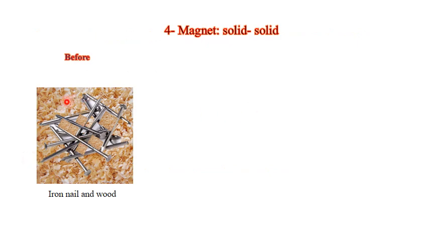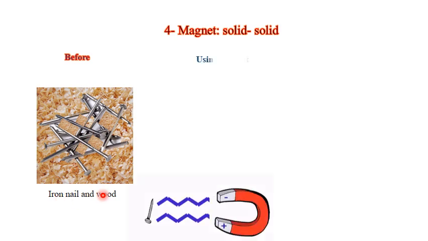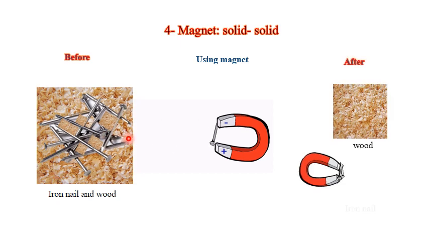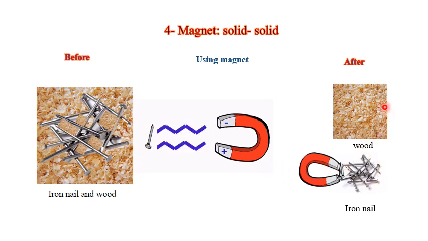We have a mixture. This is a heterogeneous mixture, which is iron nails and wood. When we approach the magnet near it, it attracts only the iron nails, and after the separation we will obtain the iron nails aside and the wood in another place. Then we make a total separation of this heterogeneous mixture, solid-solid.